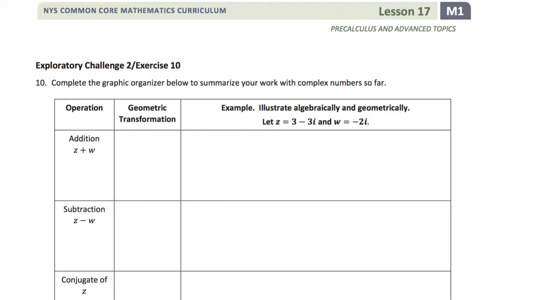Okay, so illustrate algebraically and geometrically. We're going to have some operations, geometric transformations, and we're going to try and show examples of them. Right off the bat, let's go ahead and find the modulus of z. We're just going to set ourselves up so it'll be much easier later on.